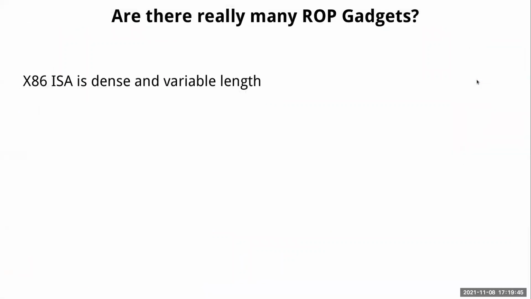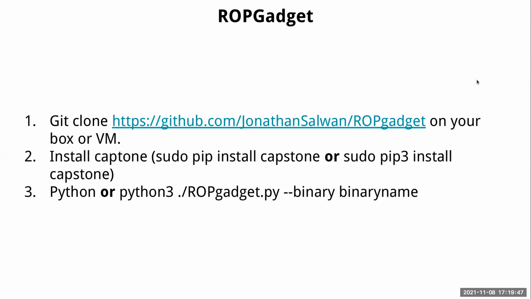Okay, let's continue. So we're going to use some tools in this class to find those code gadgets which end with a return instruction. Now, one of the tools we're going to use is called ROPgadget. This is an open source tool. I don't remember if I installed this on the VM I gave you. If I didn't, you can just install it following those instructions.